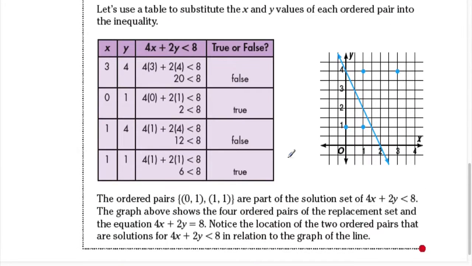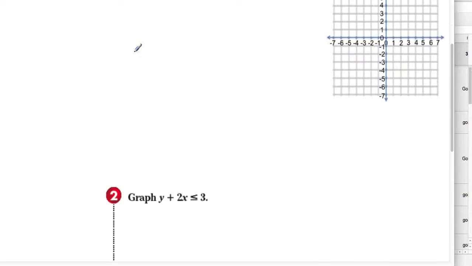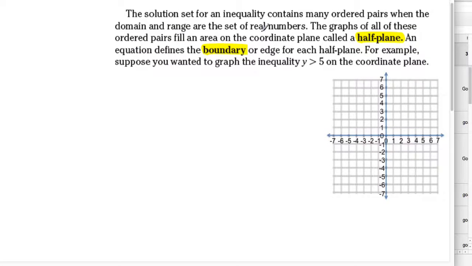Let's take a look at this. As we've seen, the solution set for an inequality contains many ordered pairs when the domain and range are the set of all real numbers. The graph of all these ordered pairs fills an area on the coordinate plane called a half plane. An equation defines the boundary, or edge, of each half plane. For example, if you wanted to graph the inequality y > 5 in the coordinate plane.